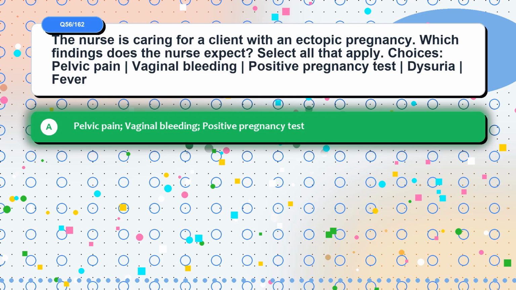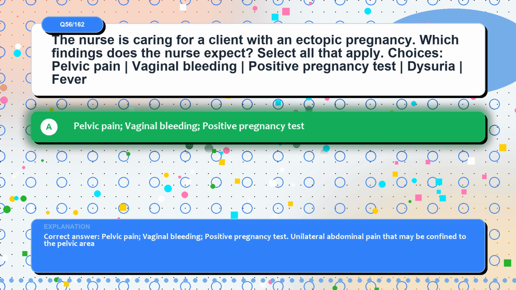The correct answer is option A, pelvic pain, vaginal bleeding, positive pregnancy test. Unilateral abdominal pain that may be confined to the pelvic area.